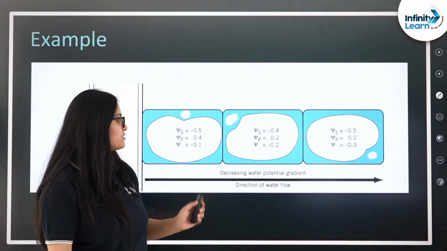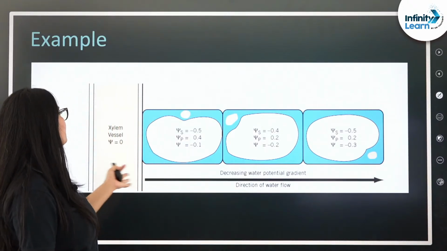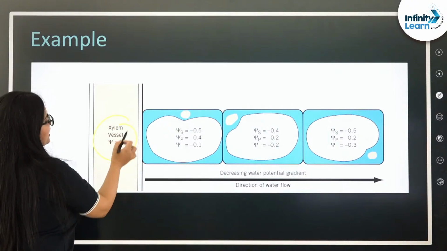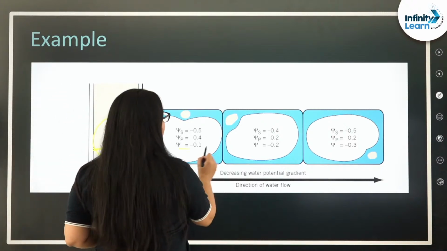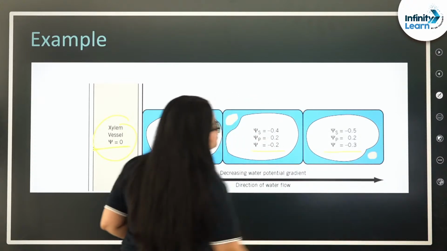That's all, students, I wanted to explain in this class, and with this example also you can understand. So this is the xylem. Here you can say the xylem is at 0 water potential. This cell is at minus 0.1 water potential. This is at minus 0.2 and this is at minus 0.3.